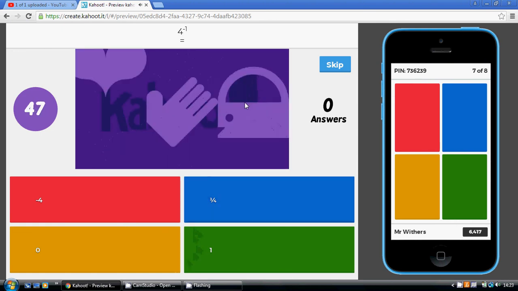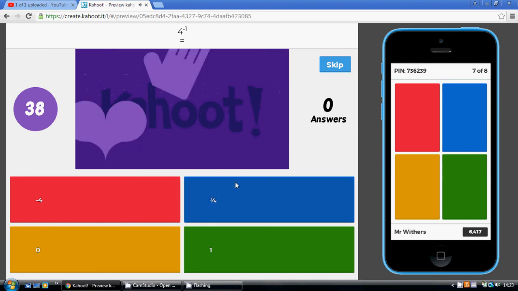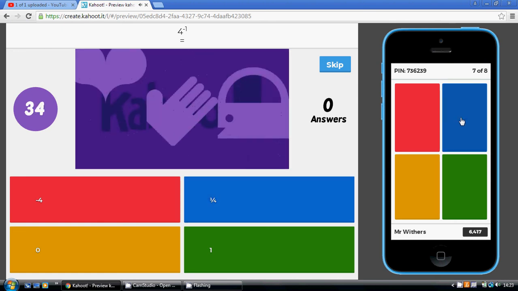So 6 to the minus 1 would be 1 over 6. 8 to the minus 1 would be 1 over 8. So just learn it. 4 to the minus 1 is 1 over 4. In other words, a quarter.